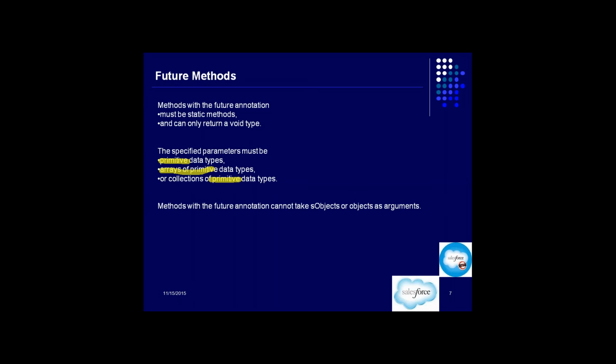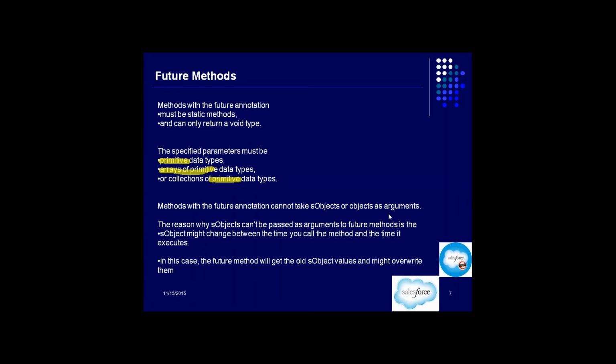Method with a future annotation cannot take S object or object as argument. The reason why S object can't be passed as argument to future method is the S object might change between the time you call the method and the time it executes. In this case, the future method will get the old S object value and might override them. So it will take the old S object value and override the new one. So that will end up in inconsistency of the database. Got it? Okay.